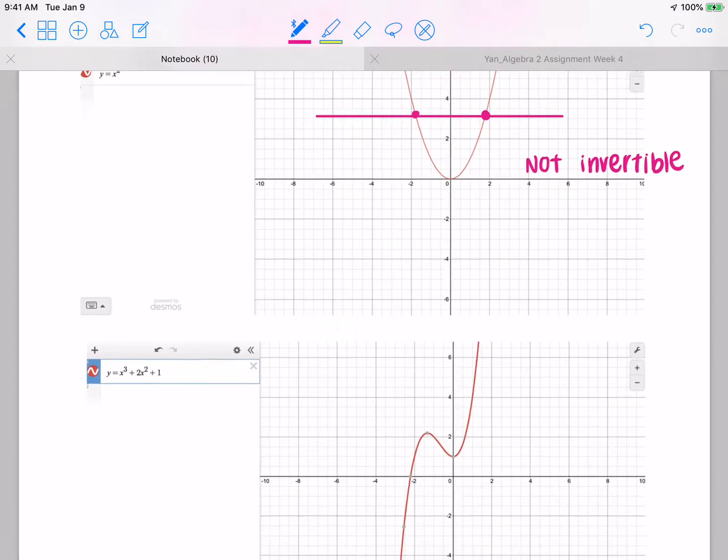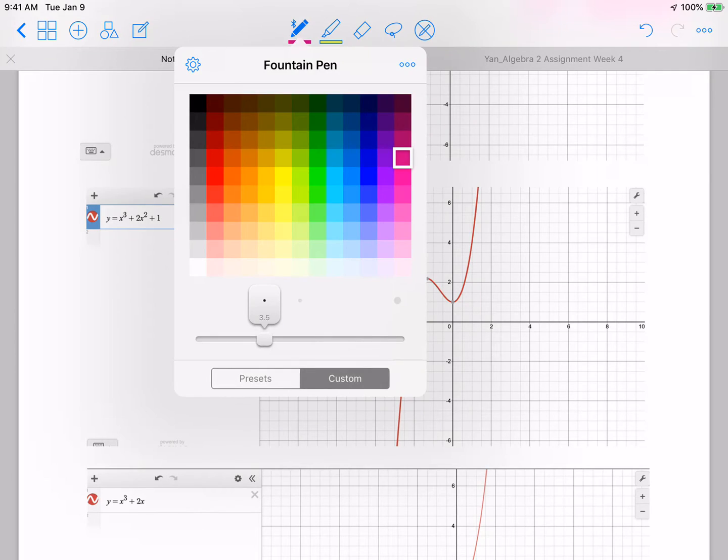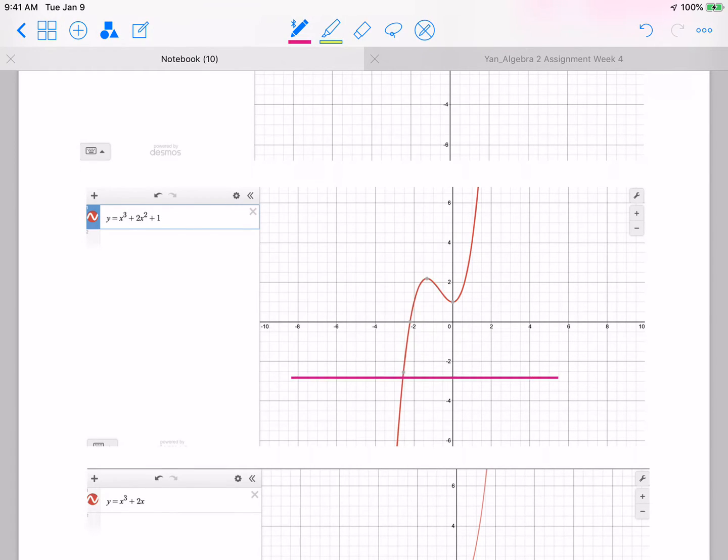Okay, so let's check the next one. This graph right here. Let's try to draw a straight line across. Right here, you would notice that we're hitting 1 point, but is there anywhere that I can draw my line through that I would hit more than 1 point? You would notice that right here, I draw my line through. How many points are we hitting at a time? 1, 2, and 3. So if you already have a line that hits 3 points, then I can say this is not invertible, because we have 3 points hit by one line.